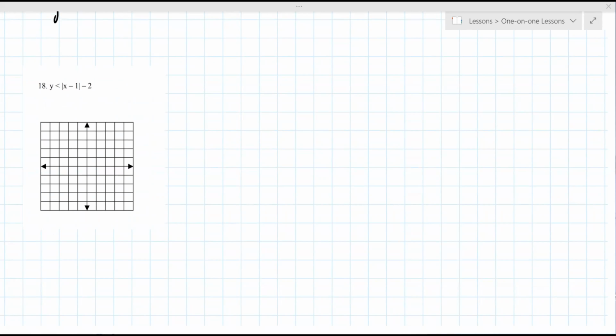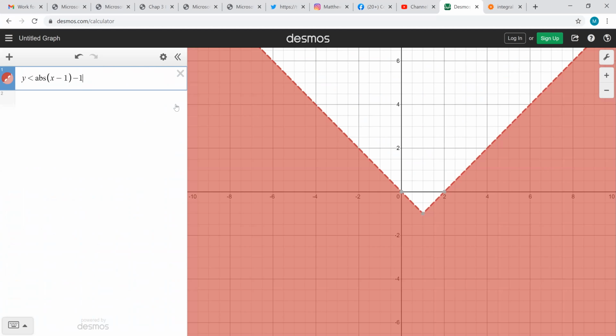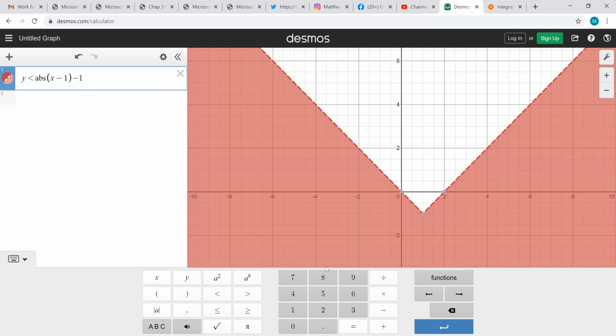So let me just do a new share, and I will just show you how to graph this. I mean, it's really no different than that. Absolute value, ABS, x - 1, - 2. If you don't know where to find the absolute value, you can come down here to the keyboard, and they have functions, or you can see the absolute value of A down here.